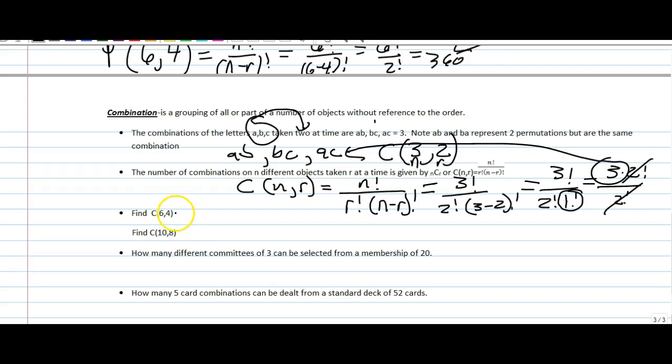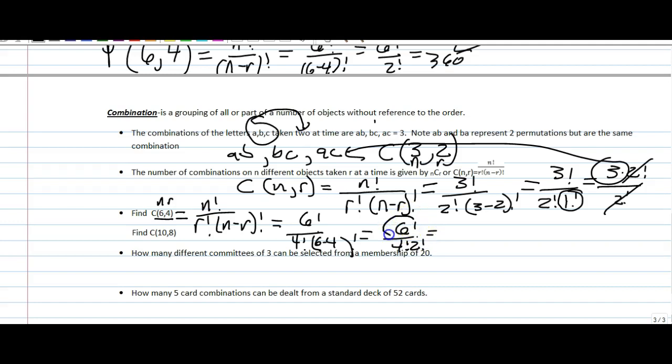So again, let's find the number of combinations of 6 different objects taken 4 at a time. N is 6, R is 4, so we're going to use the formula n factorial over r factorial times n minus r factorial, which would be equal to 6 factorial, that's n, over r factorial, which is 4 factorial, times n minus r factorial, which would be 6 minus 4 factorial. So that would be 6 factorial over 4 factorial times 2 factorial.